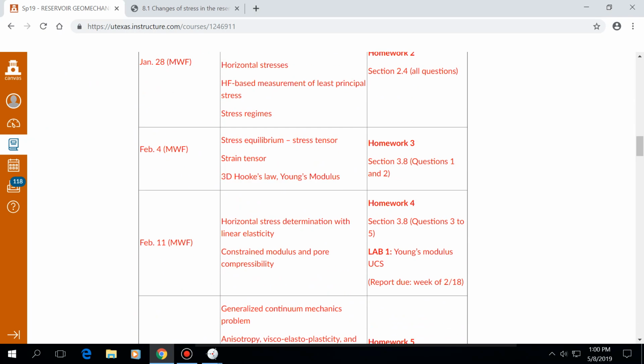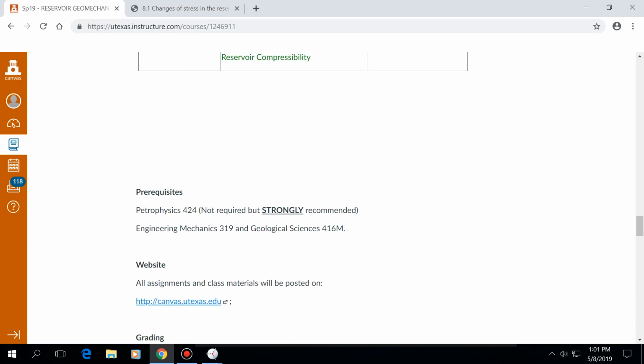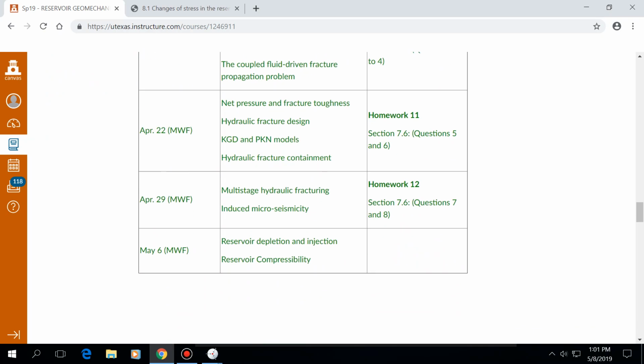A few more things over here. We are just at the end of the contents, and there is no lab this week, and we're going to talk today about reservoir depletion and injection. So this is the last topic.